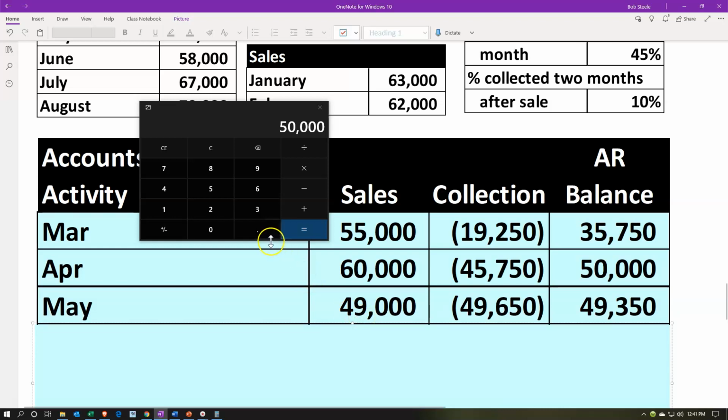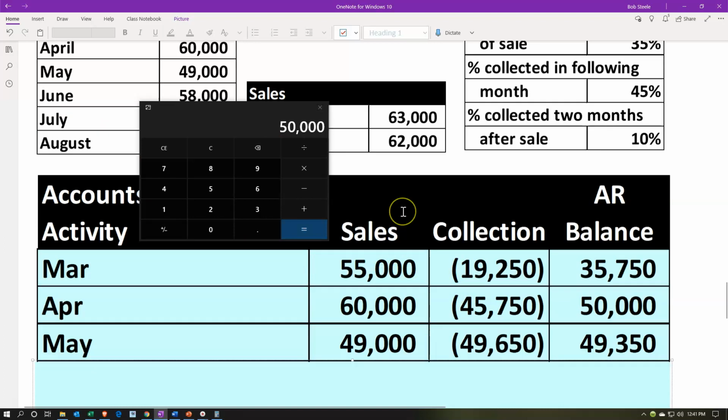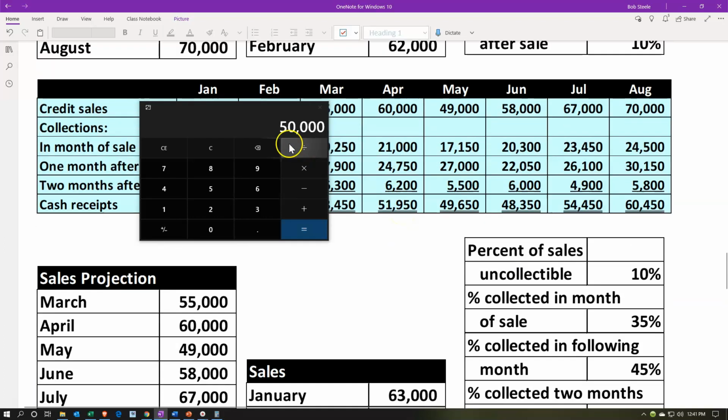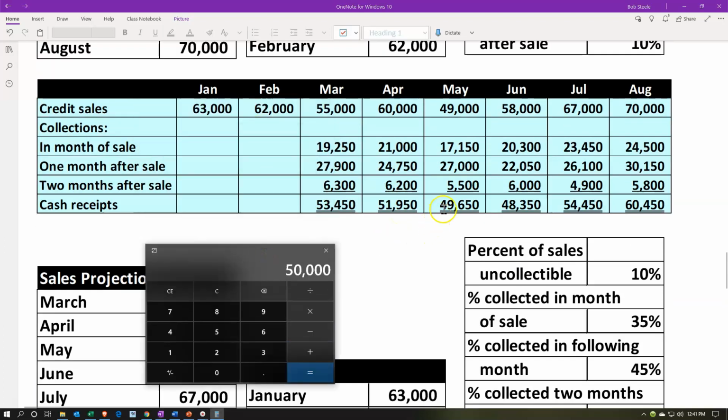So then we have the next period with the 49,000, and now we're collecting 49,650, which is straight from this number in all the collections, because that works now, because the 17,150 is from May. The 27,000 are from sales that were made in April. The 5,500 were from sales that were made in March. So we can now take the full 49,650.